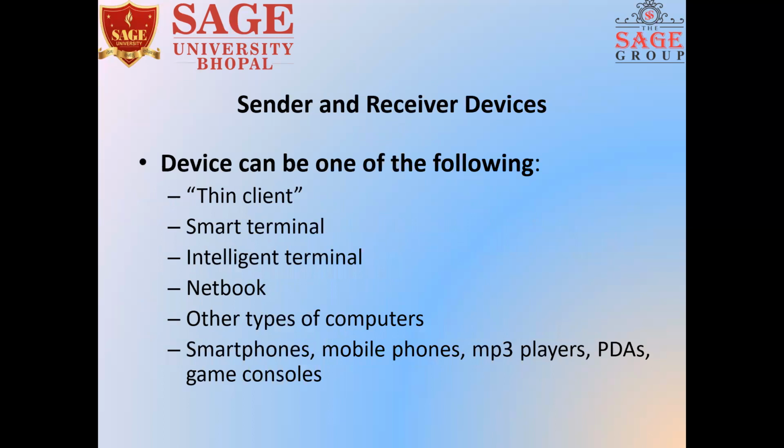And what about the data? Whenever data is transferred, it depends on the sender and receiver device. The device can be a sender and can also be a receiver. The device can be one of the following: thin client, smart terminal, intelligent terminal, netbook, other types of computers, smartphone, mobile phone, MP3 player, PDA, or game console. These types of devices can send data and receive data. It can be a smartphone, mobile, laptop, MP3 player; all types of devices can send data.